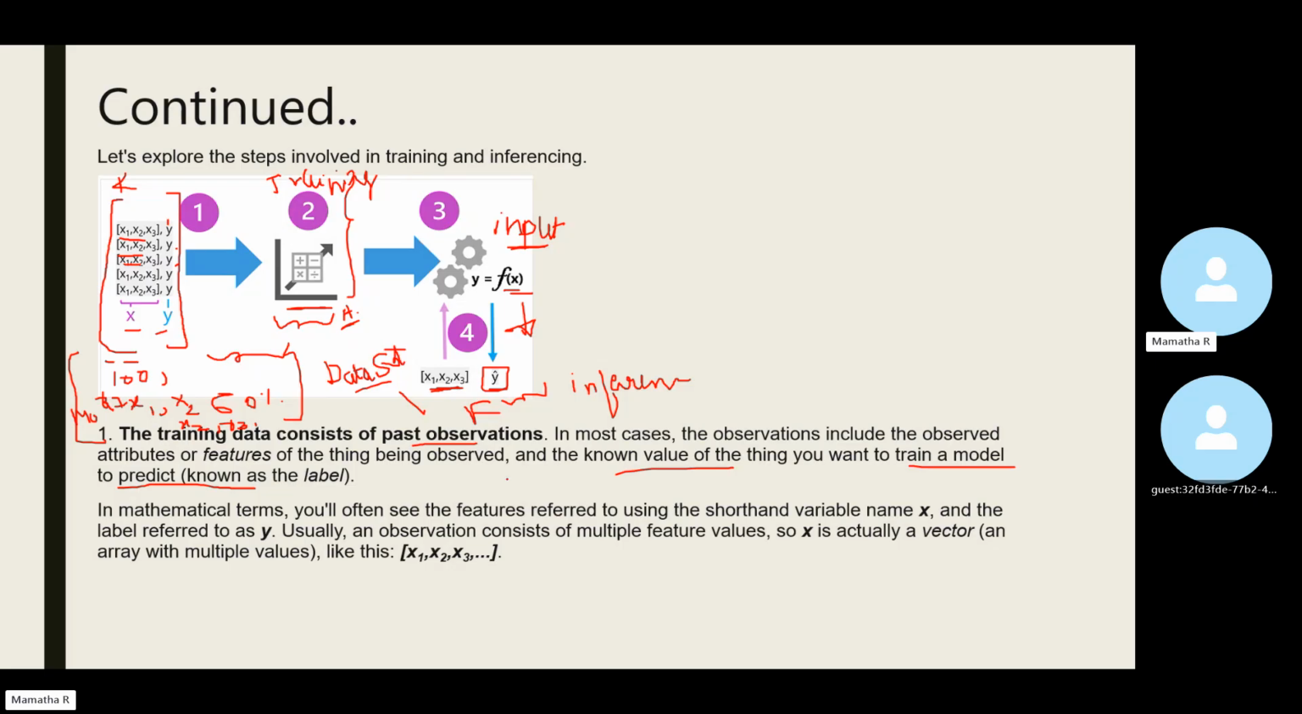Whatever the model is going to predict is the label. Whatever the outcome is, is the label, and whatever known input values I'm going to give are the features. In mathematical terms, the features are referred to using the shortened variable name x, and the label is always referred to as y, meaning the outcome that I'm expecting. The known values that I'll be giving are referred to as x.